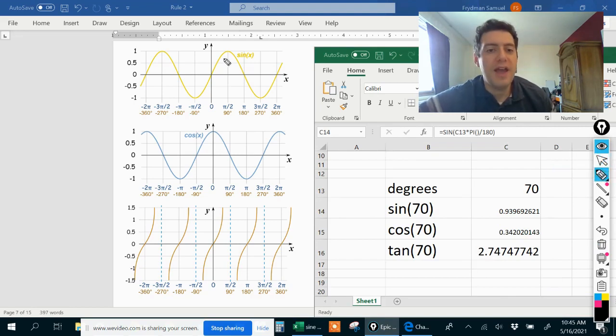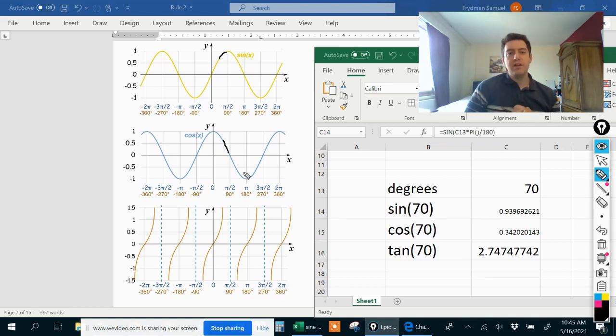Because as we move up, I'm not going to go past 90 degrees. I'm just going to get closer and closer to 90 degrees over here. As I get closer and closer to 90 degrees, you can see that the value for sine is increasing. It's getting higher and higher. Meanwhile, the value for cosine is decreasing. It's getting lower and lower.